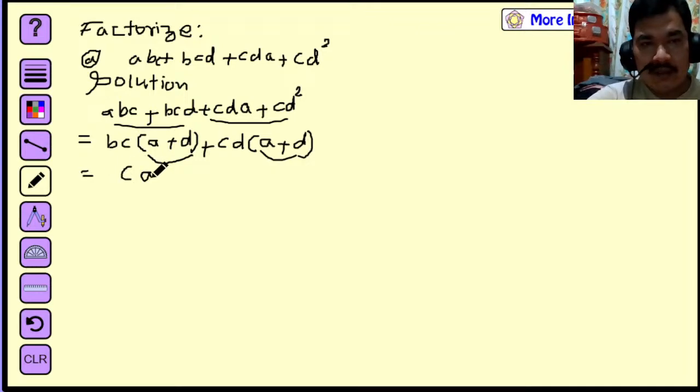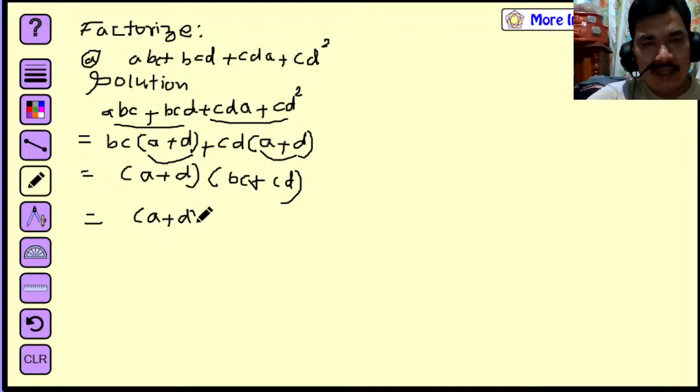Right here, A plus D as the common. Take A plus D common, and then right here, what is remaining? BC is remaining there. And here the second one is remaining plus CD. Now we can still check for a common factor. Is there a common here? No, there is no common in the first one, right? A plus, the same, right?